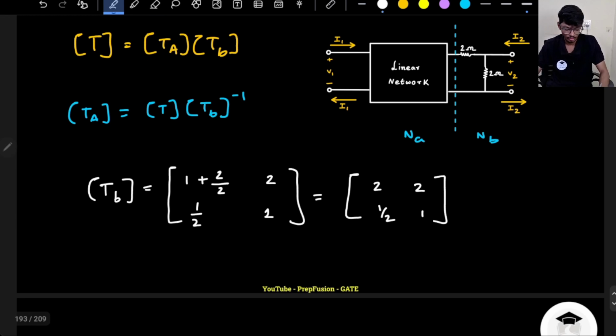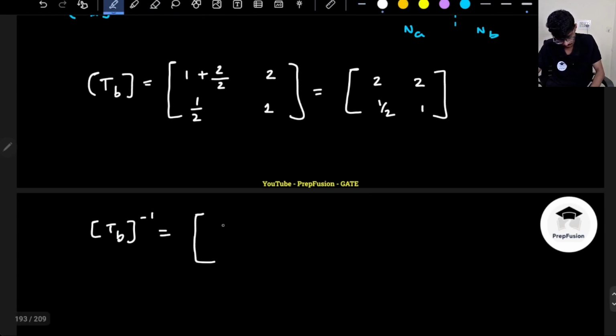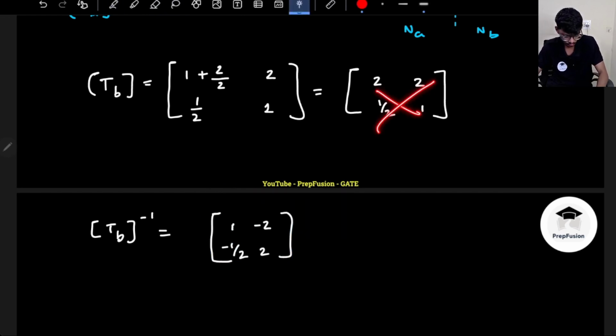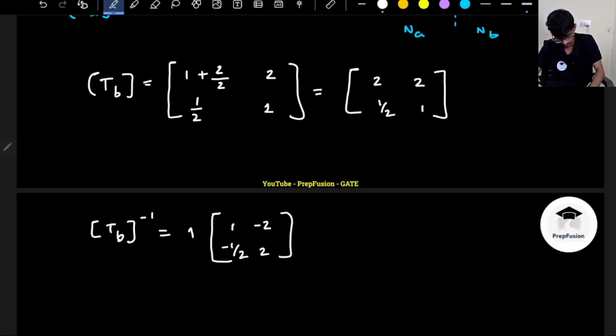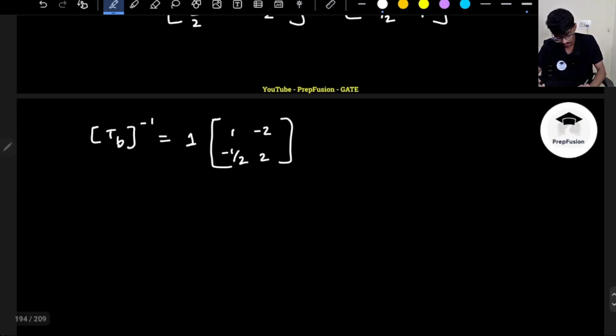Okay, now I have to find TB inverse. TB inverse will basically be swapping of the main diagonal elements, with minus 2 and minus 1/2, and of course dividing by the determinant, right? So 2 into minus 1, that is 1, and the determinant will obviously be 1, it is a reciprocal network, the determinant will always be 1. Okay, so this is TB. So I need T, right? TA will be T into TB inverse.